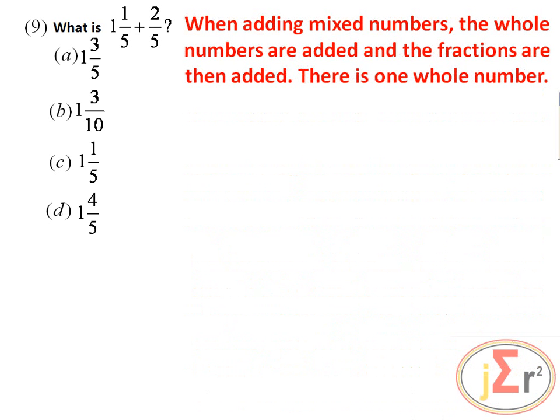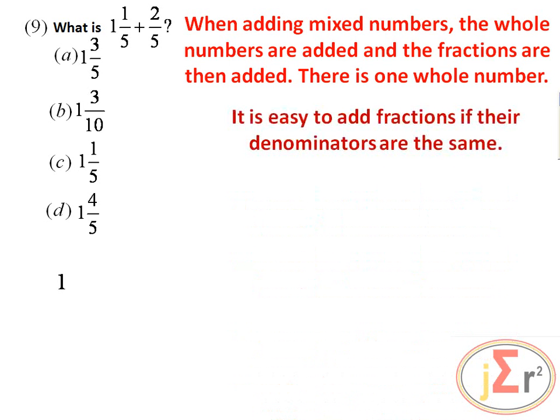When adding mixed numbers, the whole numbers are added and the fractions are then added. There is one whole number. And some might add the fractions first, because when adding the fractions, it is possible to get a whole out of the sum of the fractions. And that whole, or those wholes, may be added to the whole numbers.